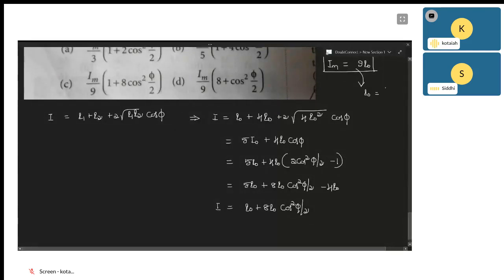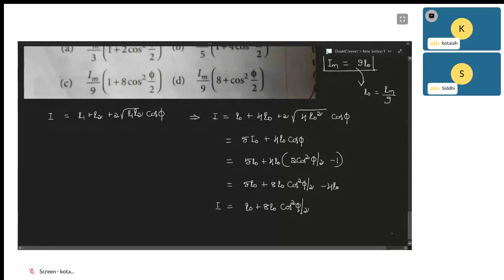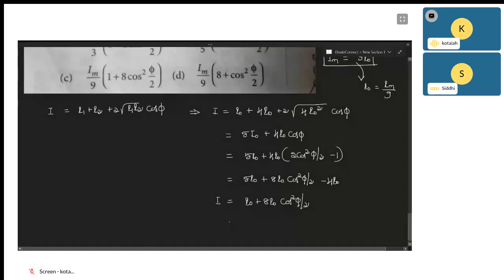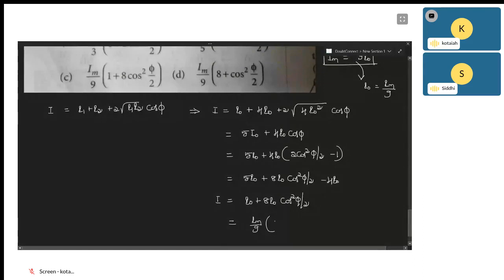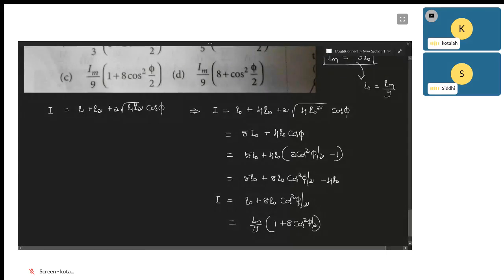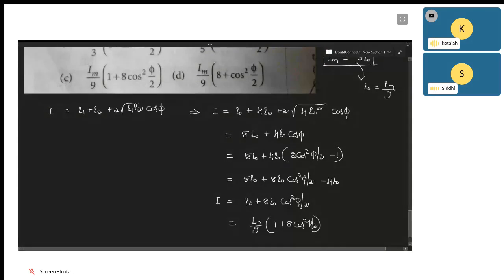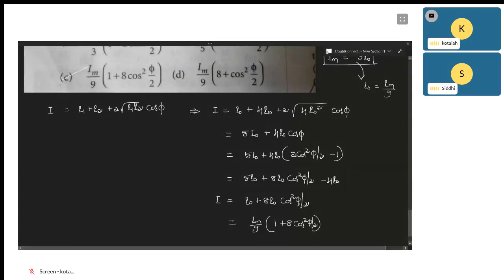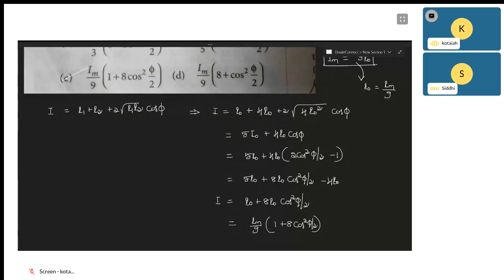I naught can be written as Im by 9. So here let's take I naught common, then it will become Im by 9 into 1 plus 8 into cos square 5 by 2. So option C is the answer. Simple. Now let's go with the next question.